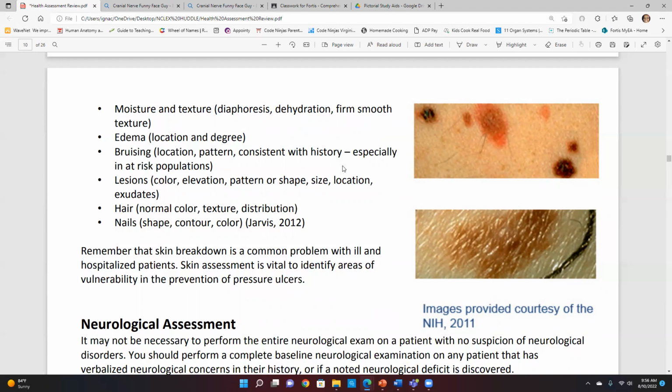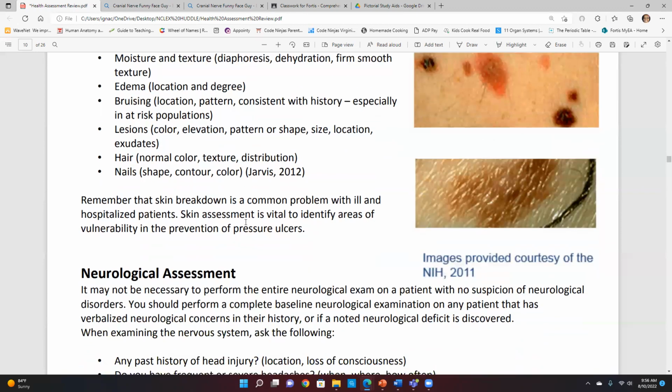Edema is swelling, and it's best measured on the shins. We will depress the shin with two fingers and see how long that indentation of our fingers lasts. That's going to determine the severity of the edema. Now, edema can get so bad that it actually starts to weep, and that is very painful for your patient. We also want to check out any bruising.